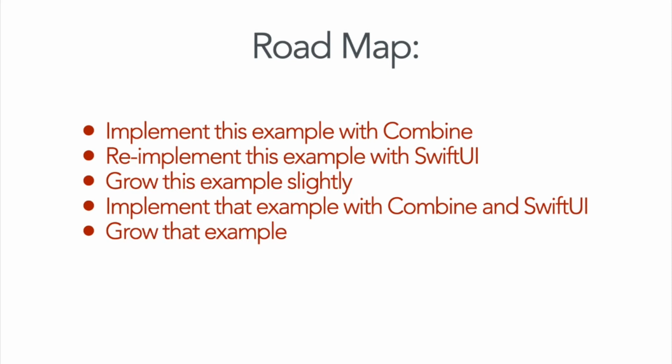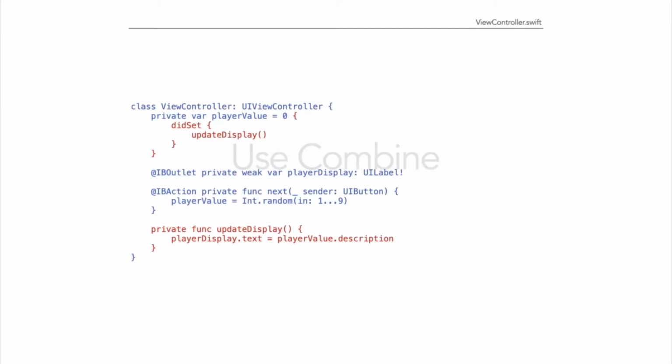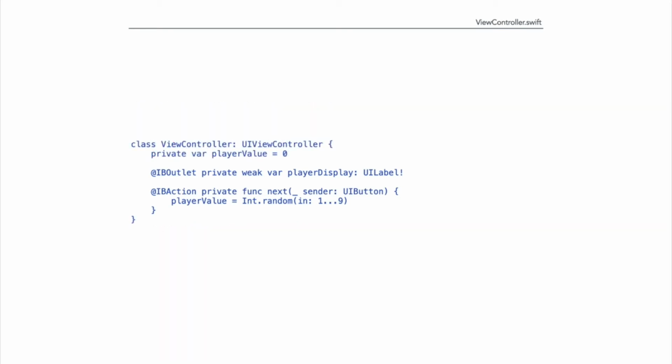So let's begin by taking our existing example and using Combine. So Combine, remember, is responsible for the part that takes the changes in state and communicates that back, so in this example, we update our UI. Here I've highlighted the code that we use to update the UI. It's the didSet and the updateDisplay method. And so let's get rid of those, and we're going to replace those with Combine.